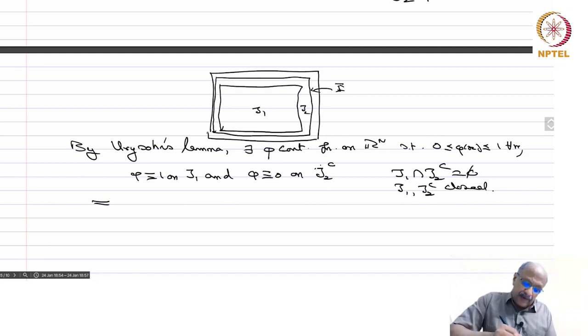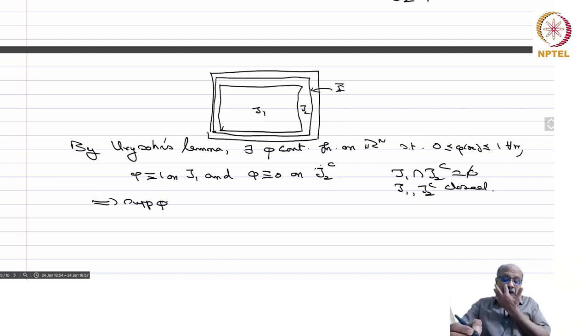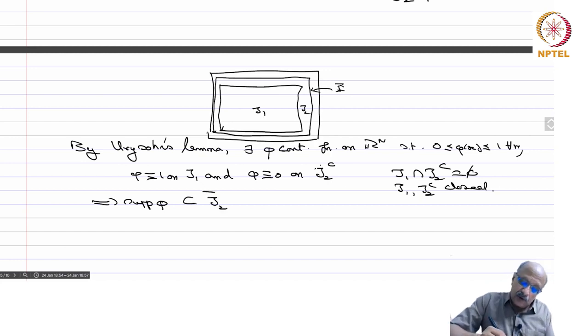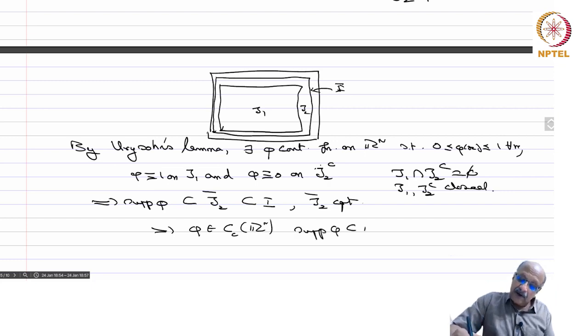So this implies that the support of phi, it is 0 outside J2 complement, so this is contained in J2 closure, which is contained in I, and J2 closure is compact. So this implies that phi belongs to Cc of Rn, and the support of phi is contained in I.